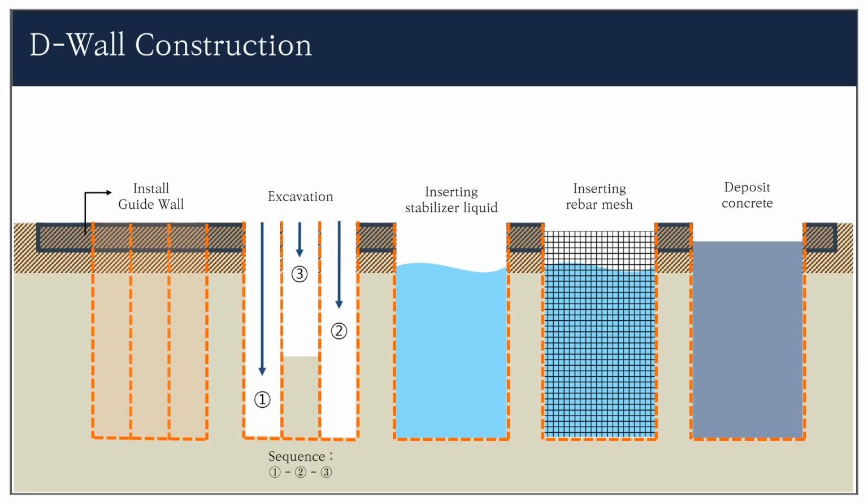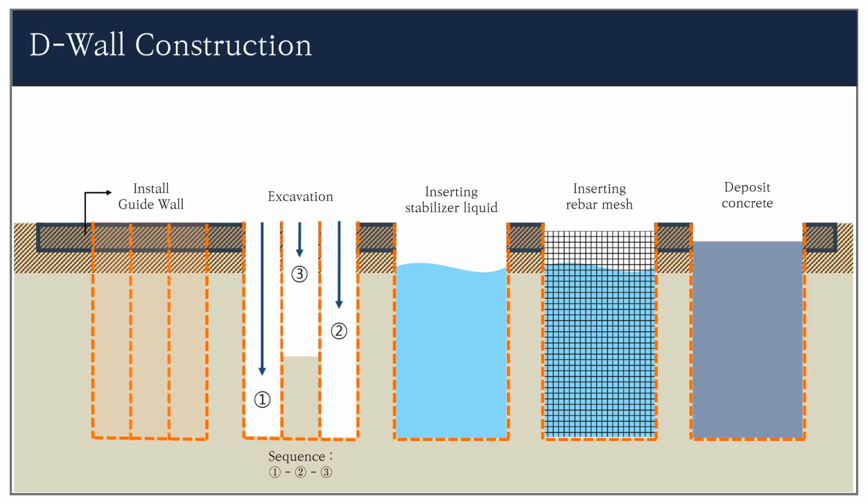D-wall construction sequence is as follows. First is installing the guide wall. After inserting the wall, excavation proceeds in sequence. It is important to excavate here in the order of 1 to 2 to 3. This is to reduce the probability of machine error.